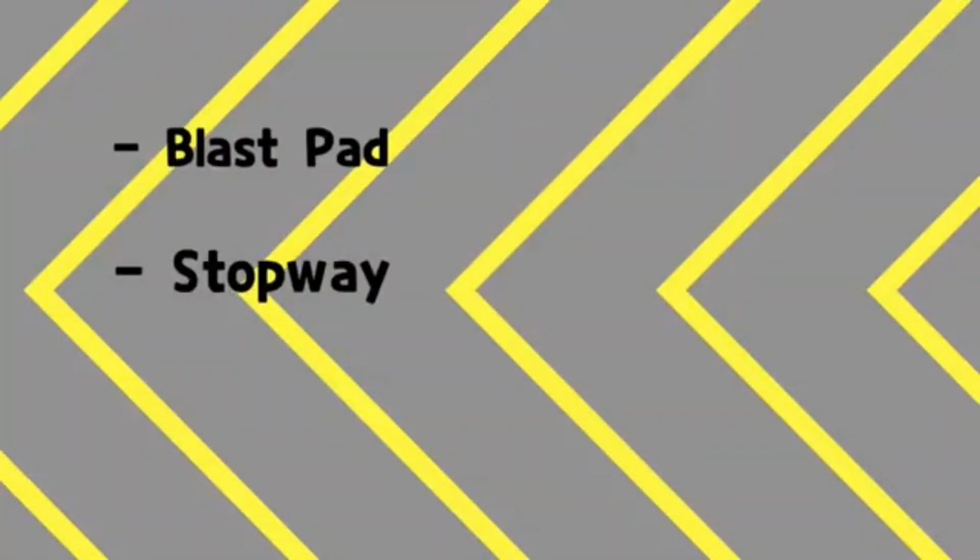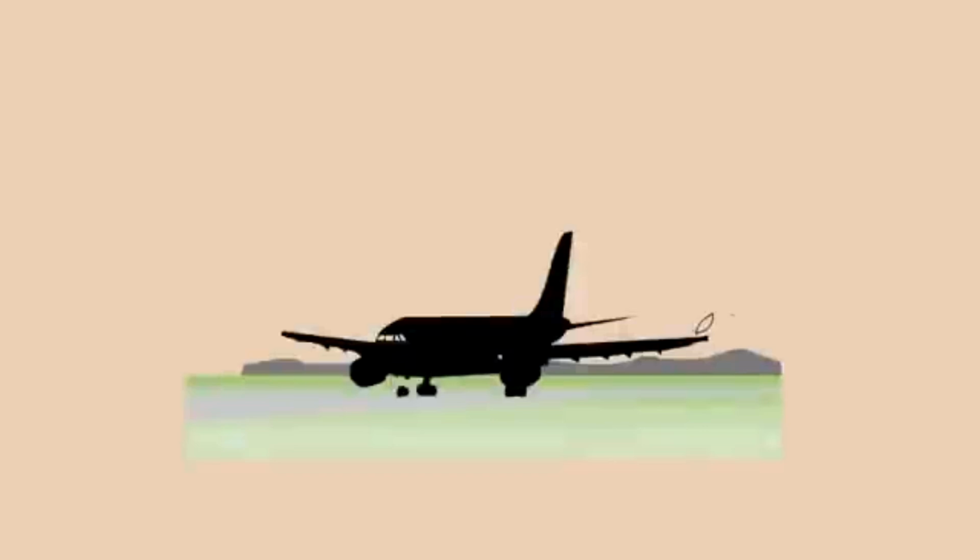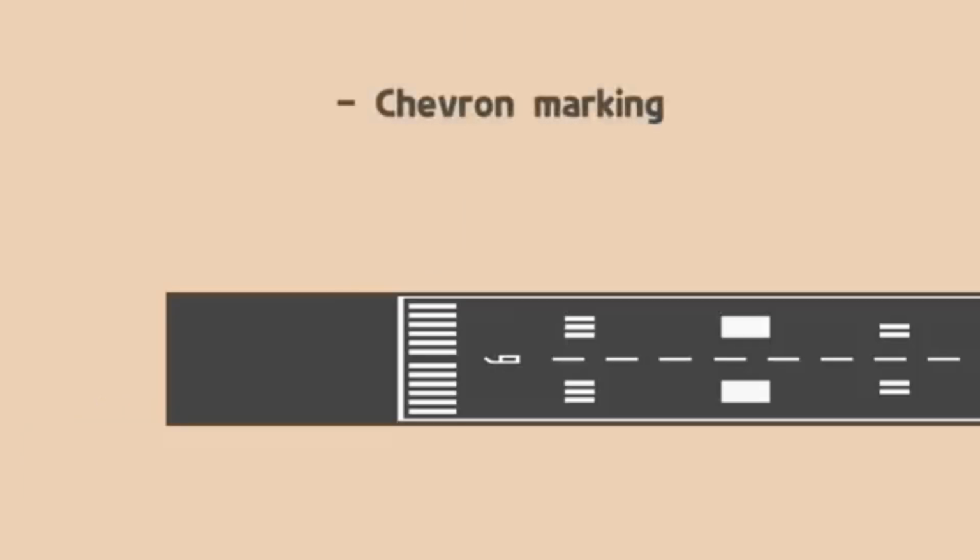V-shaped markings can be seen on both ends of the runway, indicating the blast pad, stopway, and EMAs. This area is intended to reduce the erosive effect of jet blast and propeller wash to support the airplane during an aborted takeoff. A series of identically shaped yellow chevrons are marked to indicate that takeoff and landing are not possible in this area.